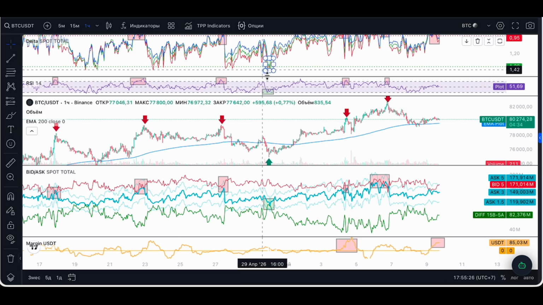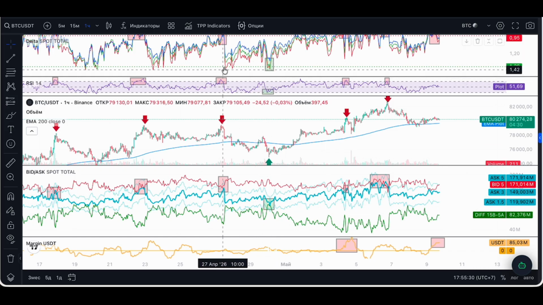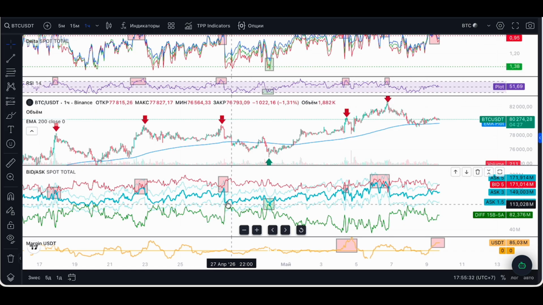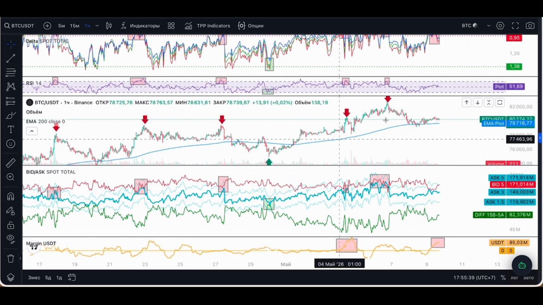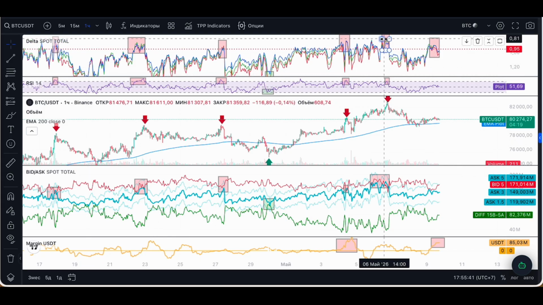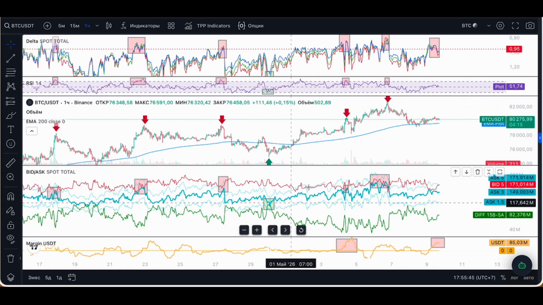For example, here I'm looking for a long position crossing. Here I'm looking for a long position crossing. Here, etc. So when the price goes into the buyer or seller zone, I start to look for a crossing in this indicator.